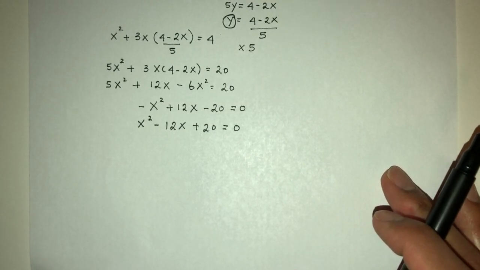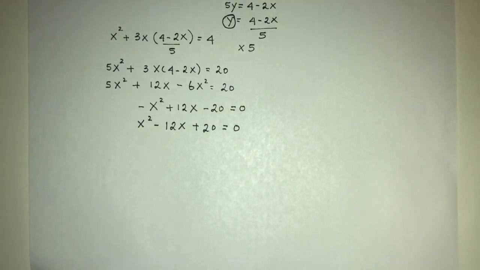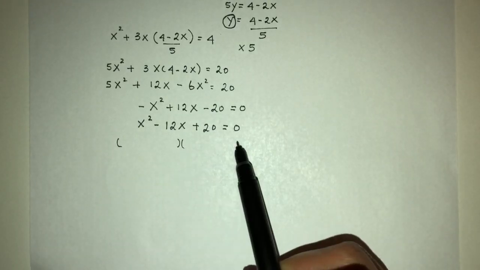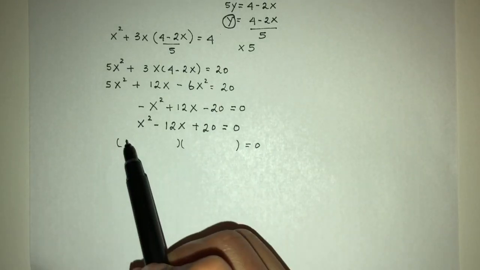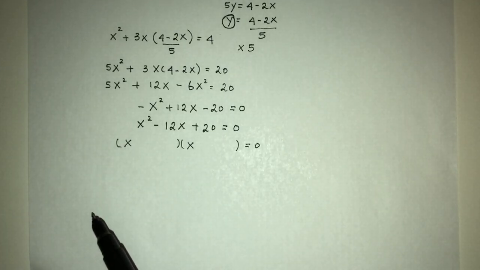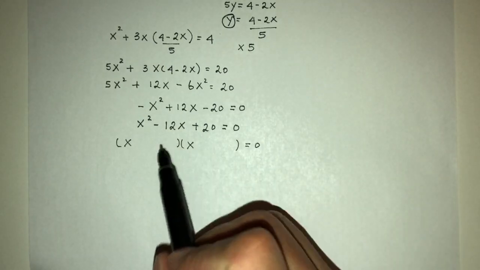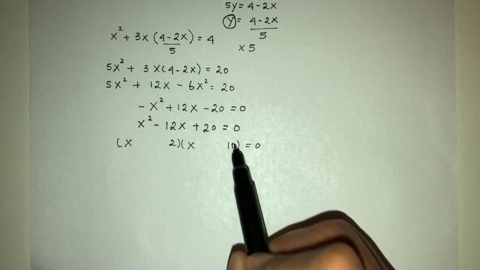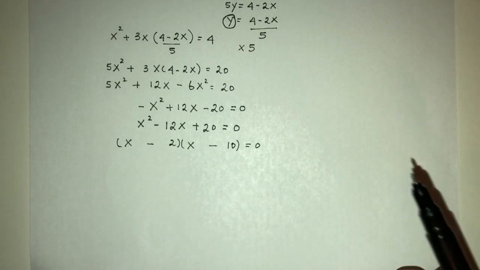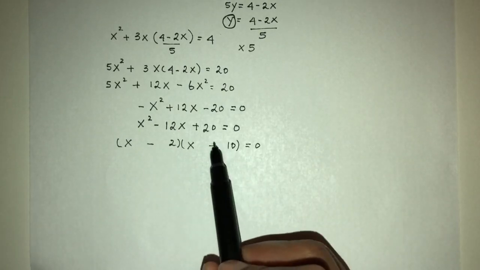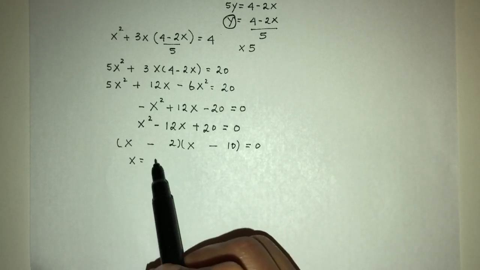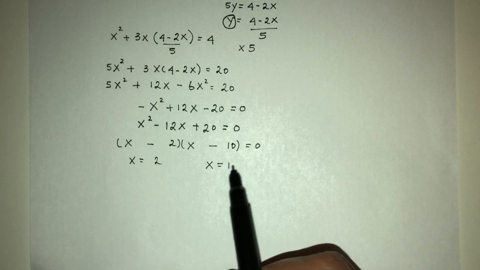Okay, so now we have a quadratic equation. We can factorize and find the values for x. So two brackets, because it is x squared, that will be x times x. 20 can be 2 times 10, so let me choose 2 times 10. Now to get minus 12, we have to have minus 2 and minus 10. And minus times minus is plus, and here it is plus, so it is good. Now x is equal to 2, x is equal to 10.